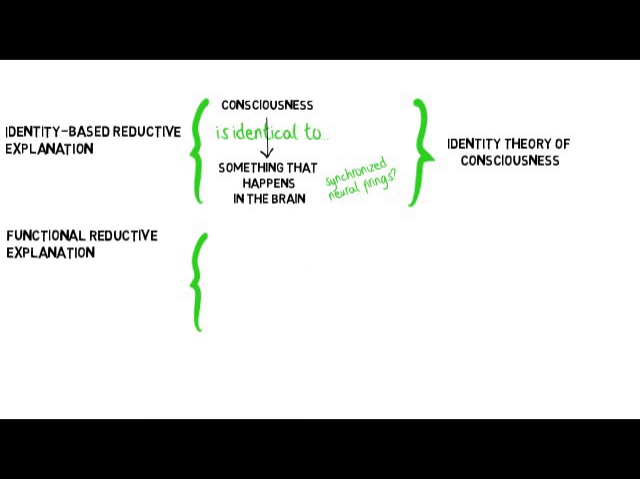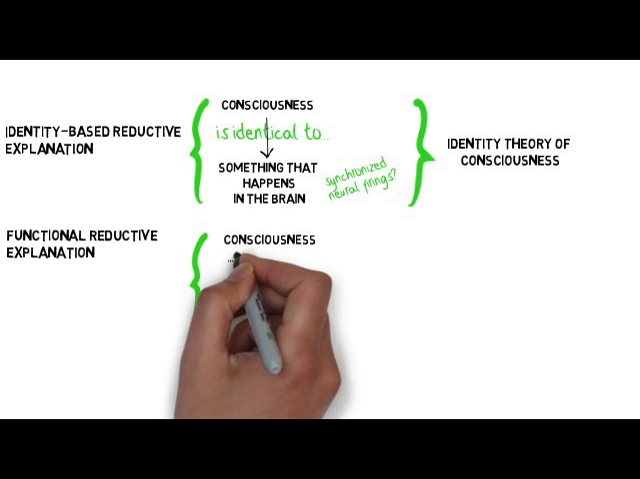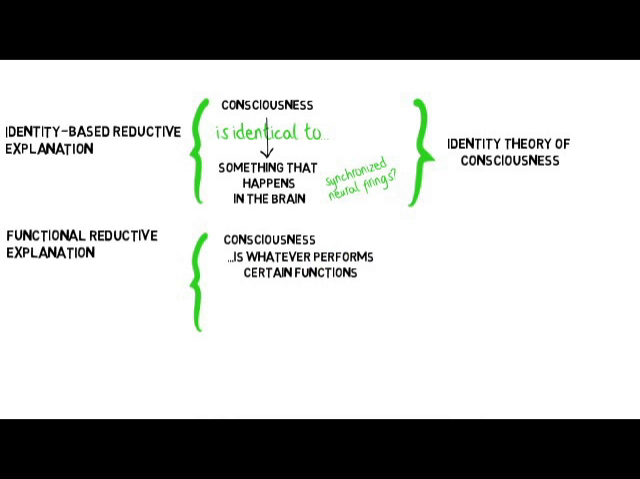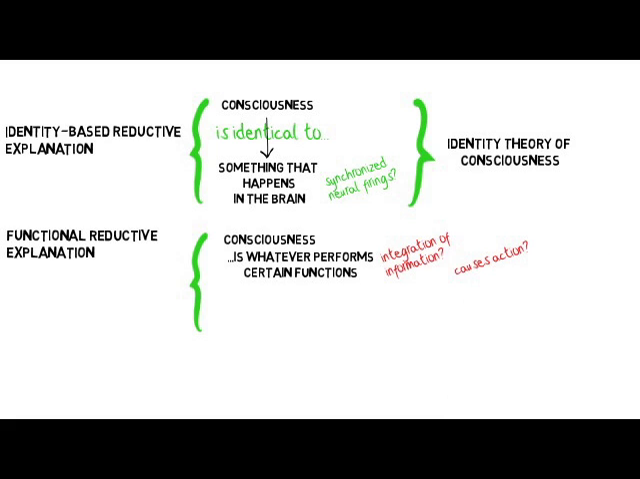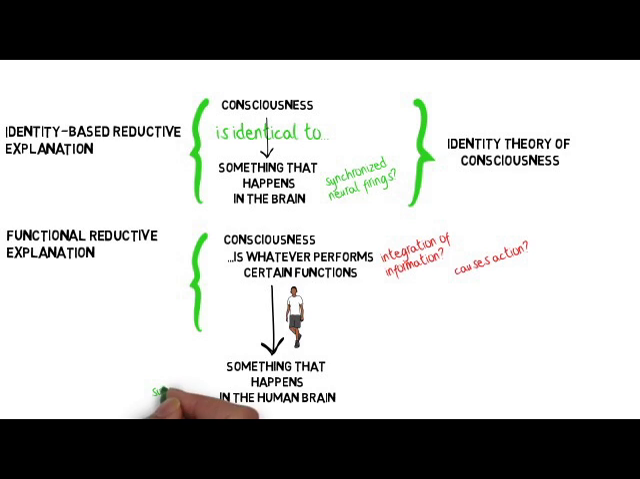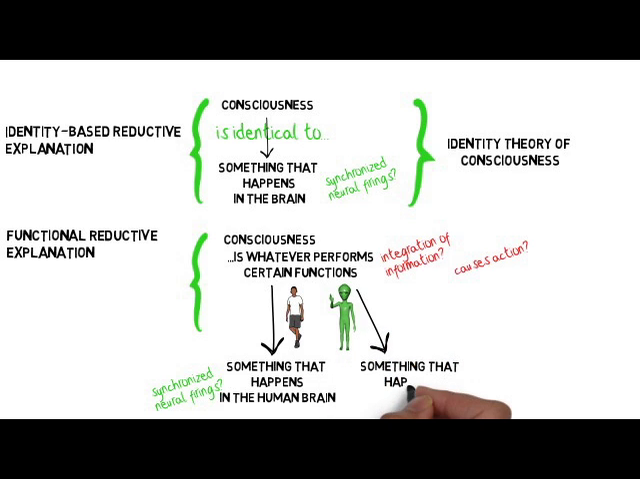What about a functional reductive explanation of consciousness? According to a functionalist approach, consciousness is whatever performs certain functions. A theory of consciousness starts by specifying those functions. Perhaps they include integration of information and causing action. Next, the functionalist must identify what performs that function in particular cases. In humans, it's something that happens in the human brain, say, synchronized neural firings at 40 Hz. And suppose that in aliens, it's something that happens in the alien brain, but it might not be synchronized neural firings at 40 Hz. Maybe it's, say, quantum effects in microtubules.